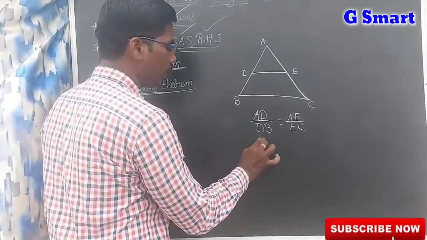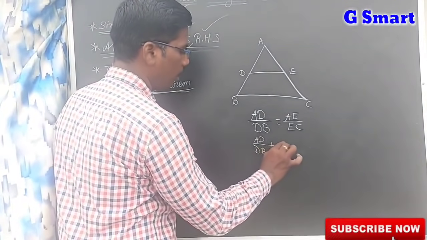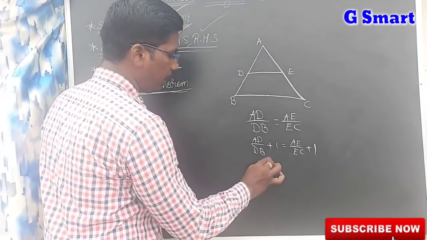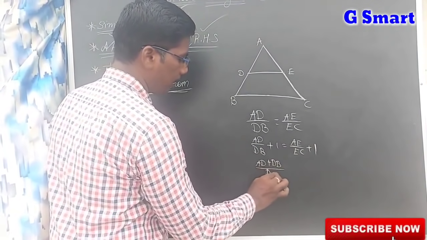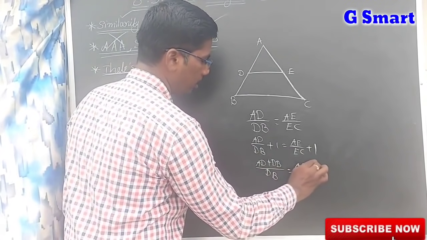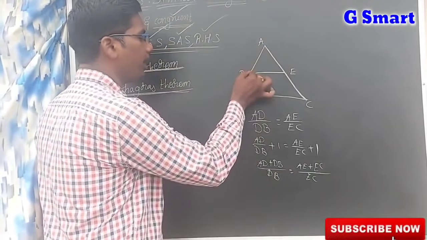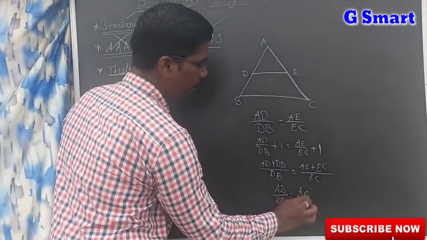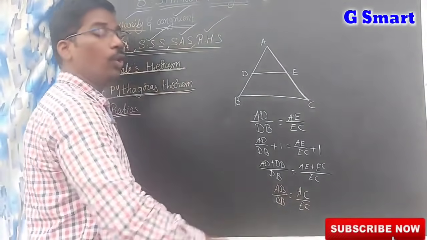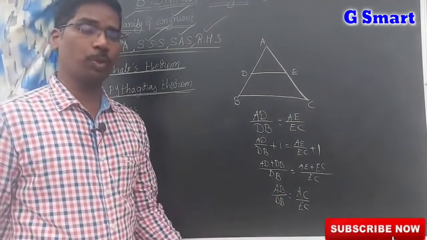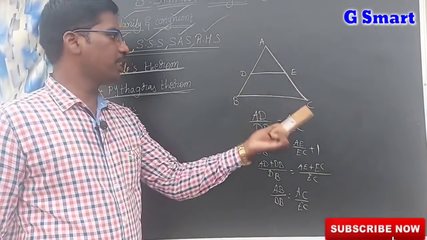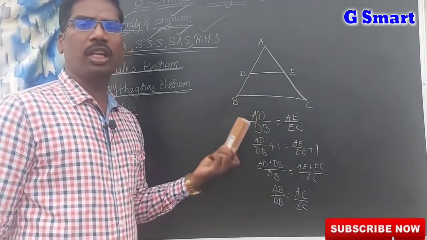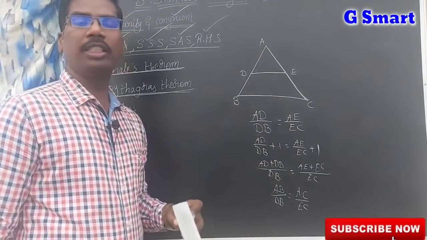Now add 1 on both sides. AD by DB plus 1 is equal to AE by EC plus 1. So what will you get? AD plus DB by DB is equal to AE plus EC by EC. Now AD plus DB means AB. Now we can say AB by DB is equal to AC by EC. If this is given, what is this theorem they may ask? You have to say it is basic proportionality theorem, because AB by AD is equal to AC by AE, or AB by DB is equal to AC by EC. Everything is corresponding sides equal, so no problem. That is called basic proportionality theorem.